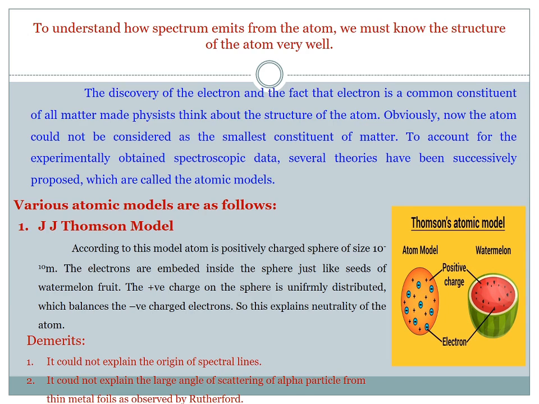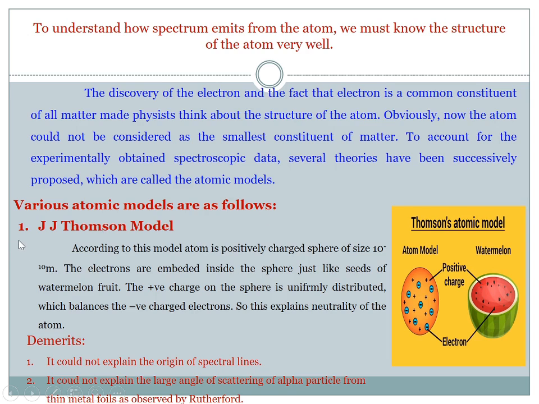To account for the experimentally obtained spectroscopic data, several theories have been successively proposed, which are called atomic models. After the discovery of the electron, scientists started thinking about the structure of the atom, and by doing some experiments they obtained some data. On the basis of that data they proposed some atomic models, which we will discuss. So various atomic models are as follows.